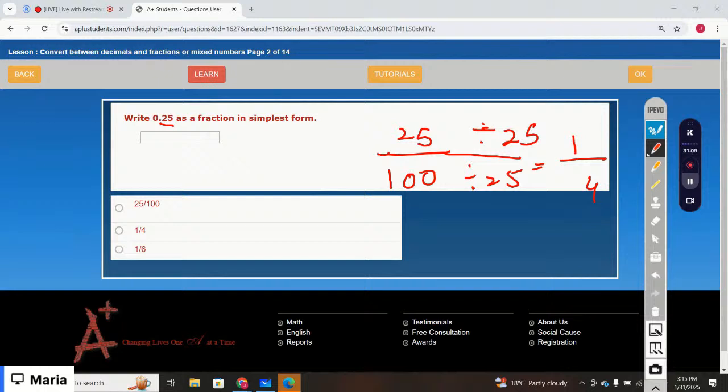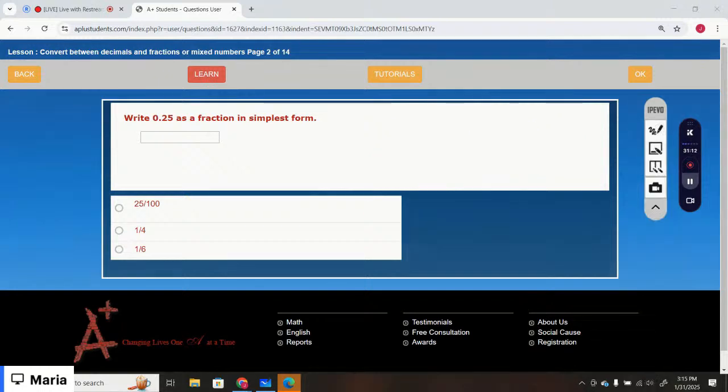So the correct option is 1 over 4. Option number 2 is the correct option because you need to write the answer in the simplest form.